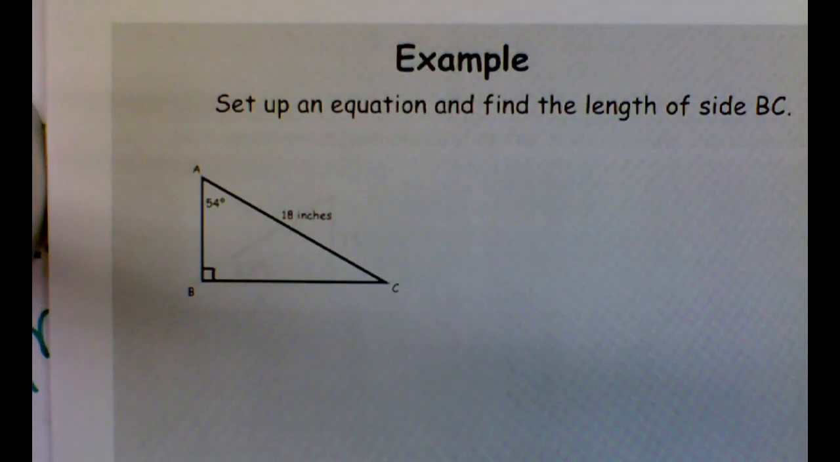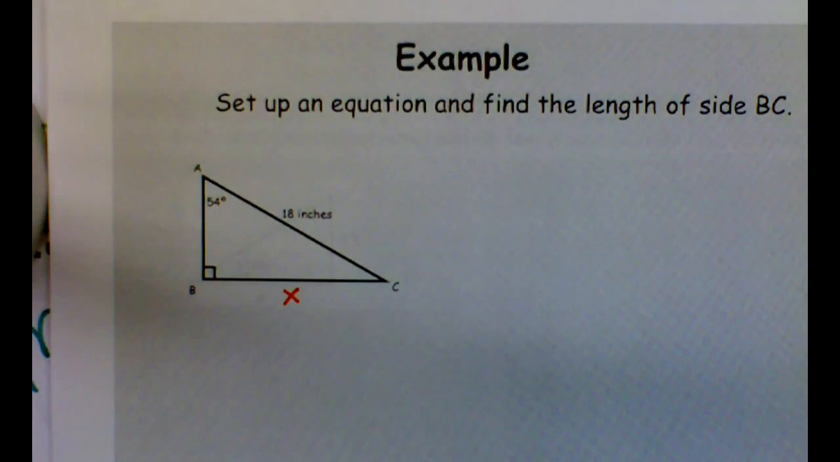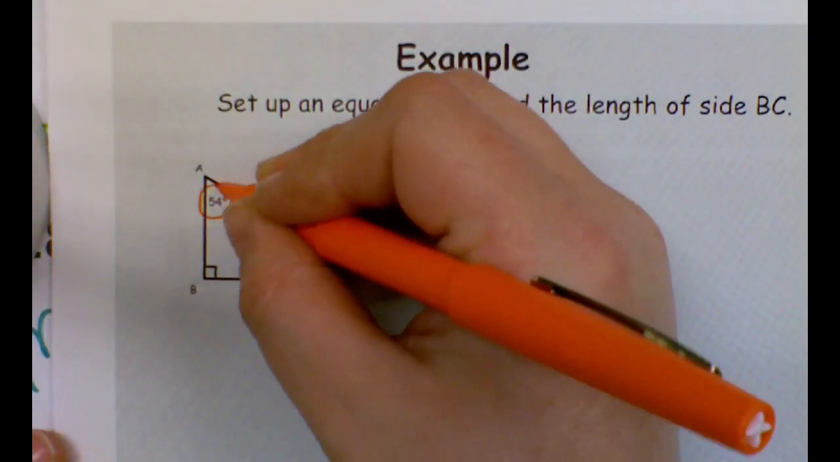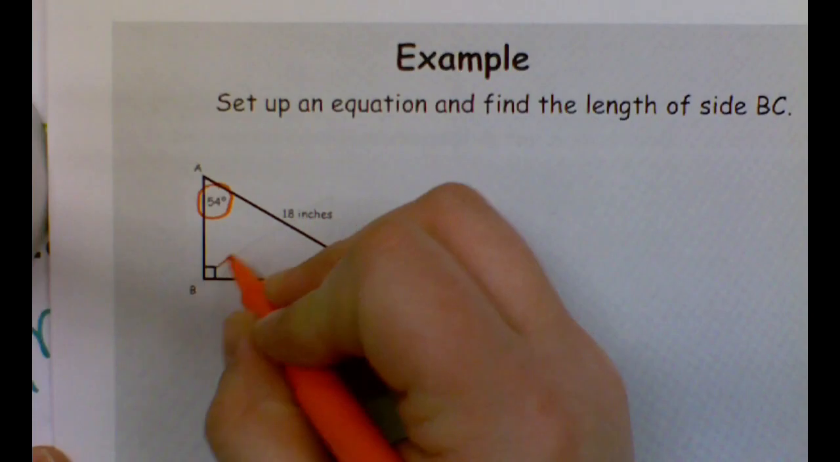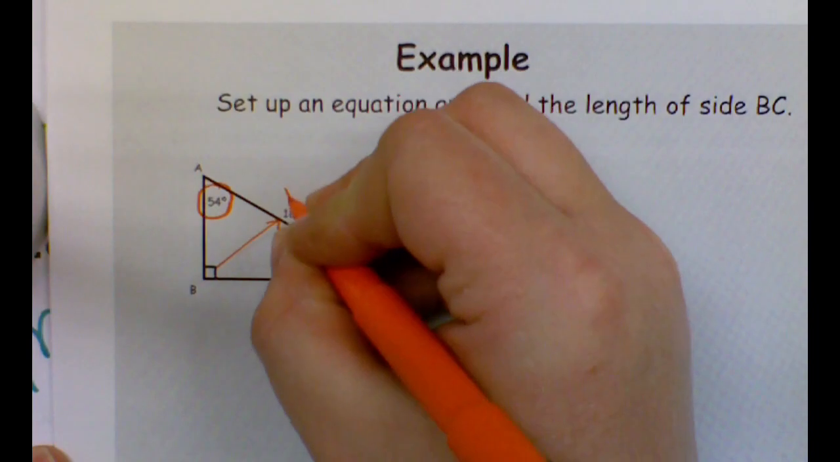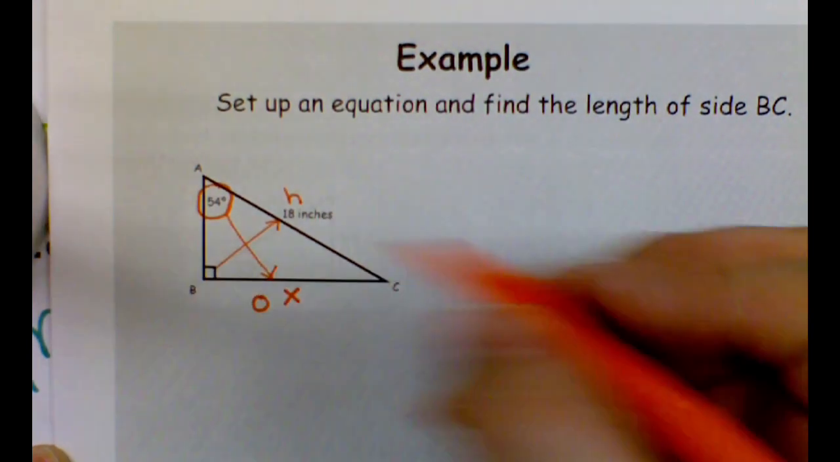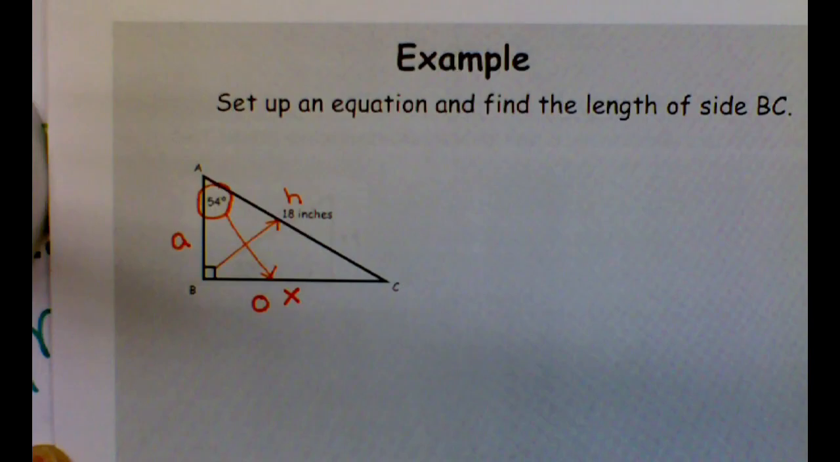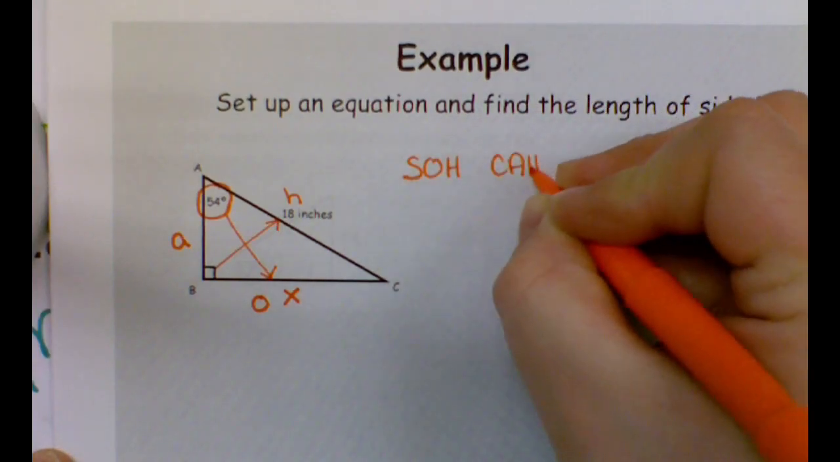So now we are going to solve for the length of side BC. So the first thing I like to do is label that as x. B to C, that's what I'm looking for. You'll notice that angle A has a measure in it. So let's base everything off of that angle. Across from the right angle is my hypotenuse. Across from that angle is my opposite. Third side is my adjacent. If it helps, write SOHCAHTOA.